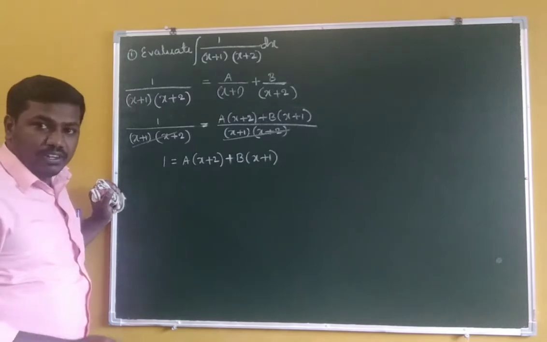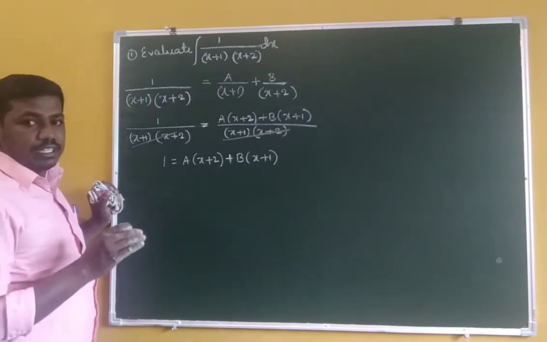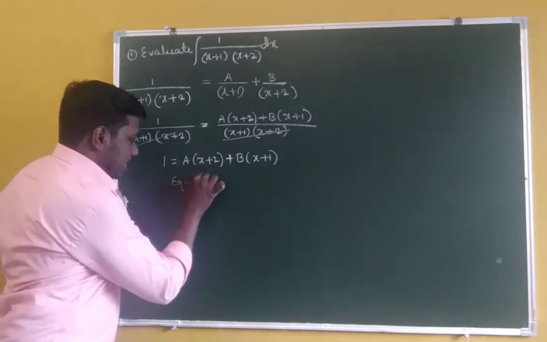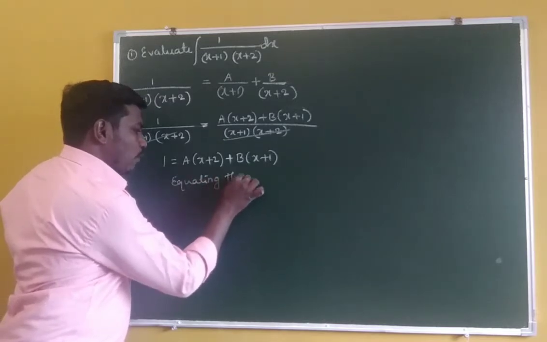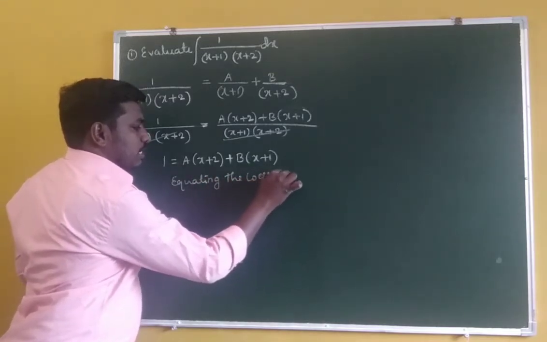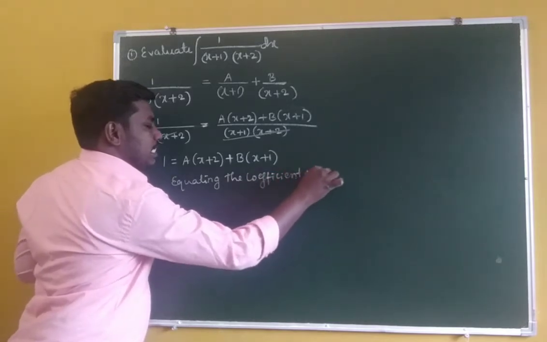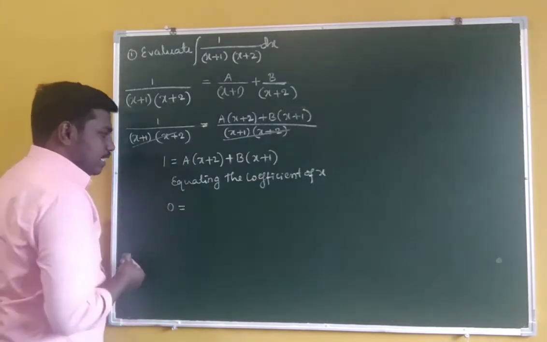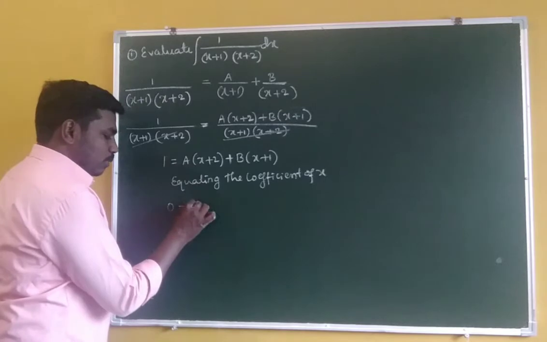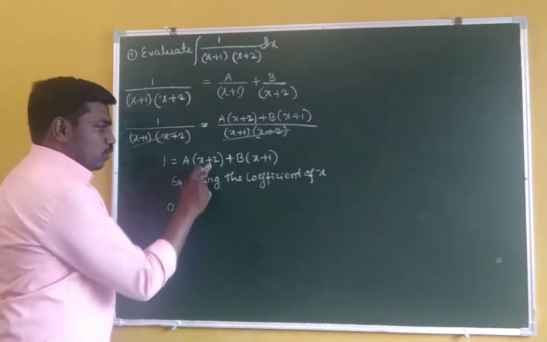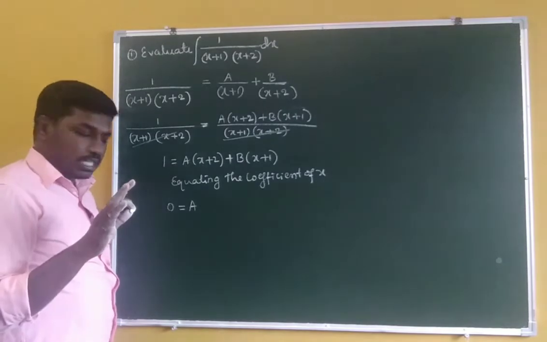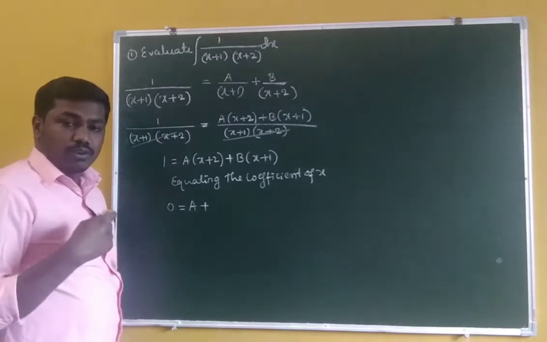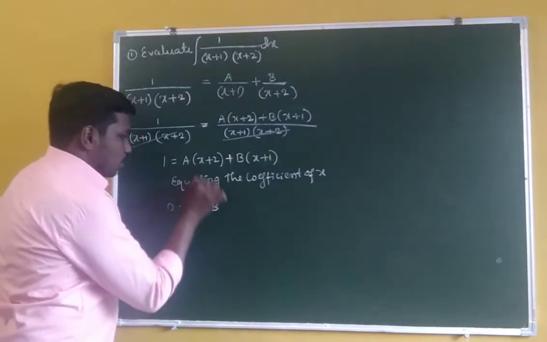So, now what do we do? We have to calculate the values of A and B. For that, equating the coefficient of x. Equating the coefficient of x. On the left side there is no x, so the coefficient of x is 0. It equals A into x, so the coefficient of x is A, and A into 2 gives 2A, which is constant. Plus B into x, the coefficient of x is B. So, 0 equals A plus B.